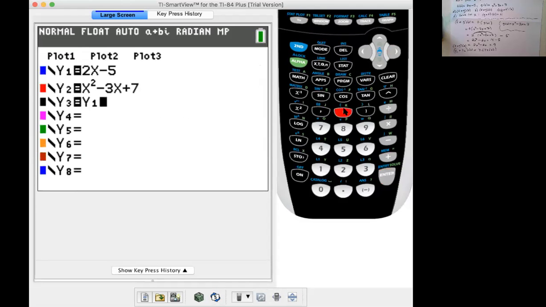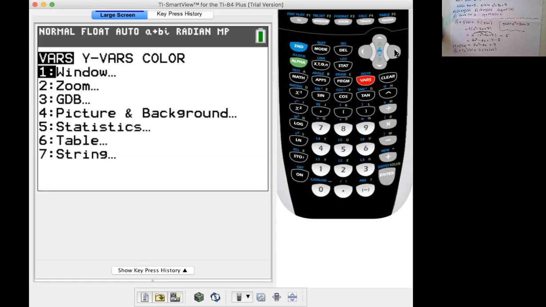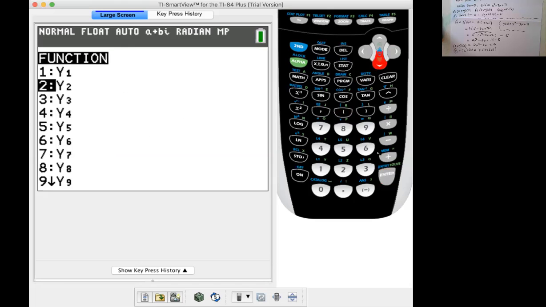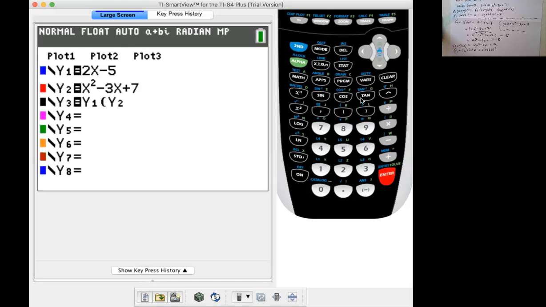y1 of vars, y vars, function y2, y1 of y2 of x. And I don't really care to see the other two functions. I just want to see the new one I created. So I'm going to click on the equal sign and it turns it off.